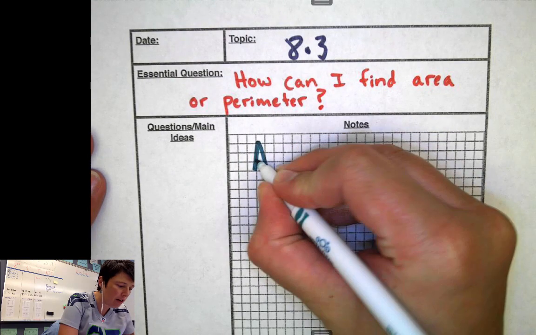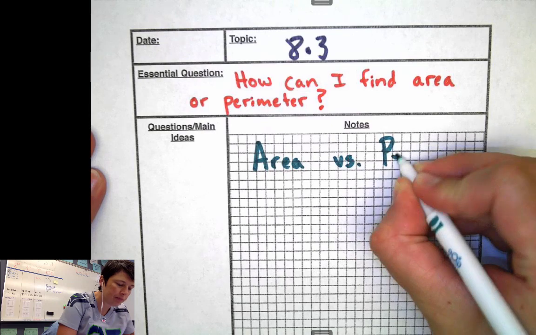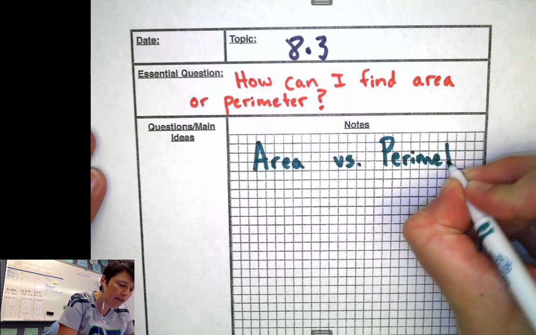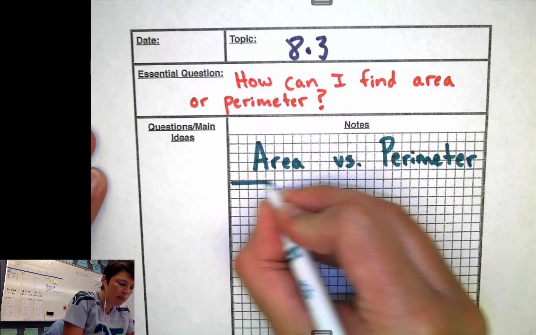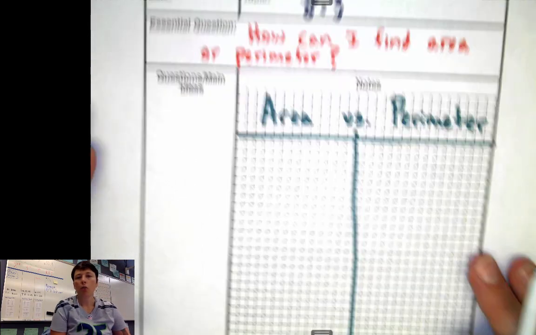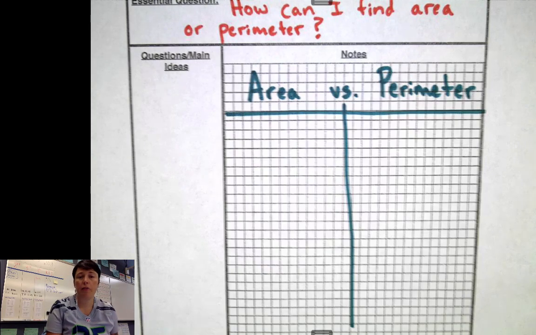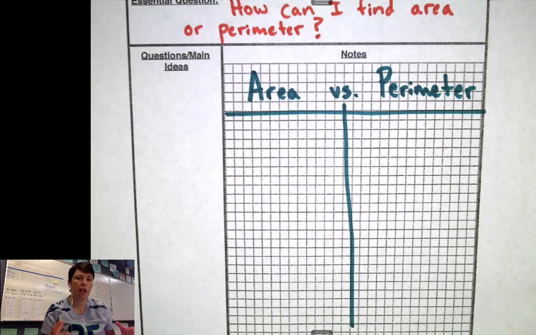First, I'm going to write area versus perimeter. I'm going to make a T-chart out of this. So what do we know about area and perimeter? Well, they're both measurements. They're both ways of measuring some sort of shape. It's just they're measuring two different things.